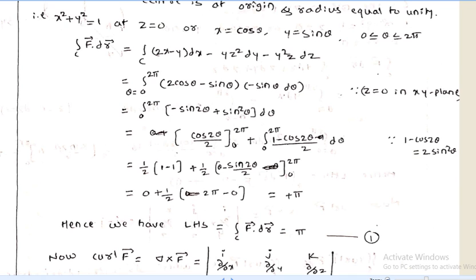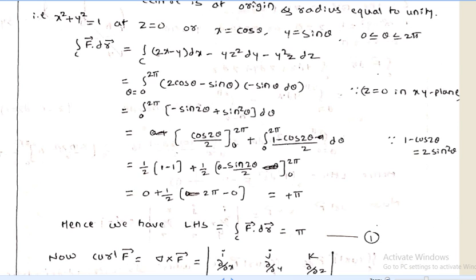Now we substitute the theta value as 2 pi, so 2 pi into 2 is 4 pi. So cos 4 pi, which becomes 1, plus 1, and cos of 0 is 1, upper limit minus lower limit, plus 1 by 2.